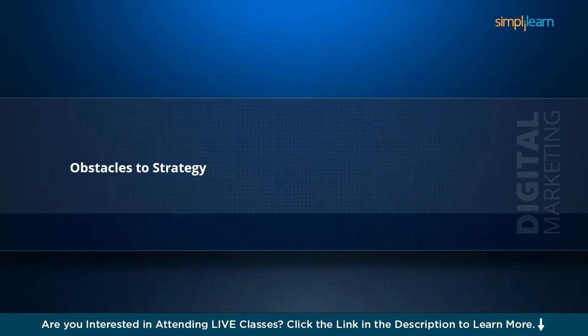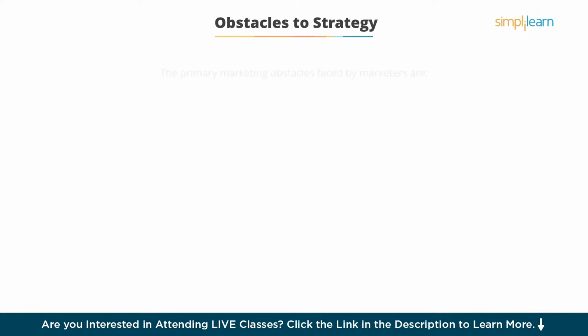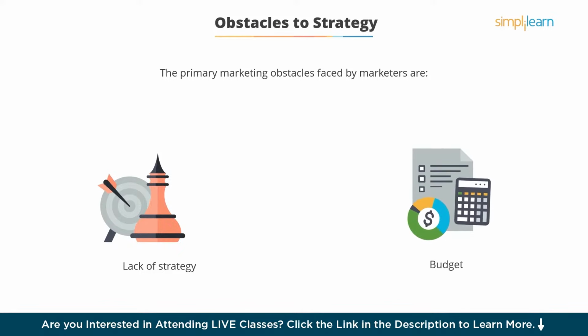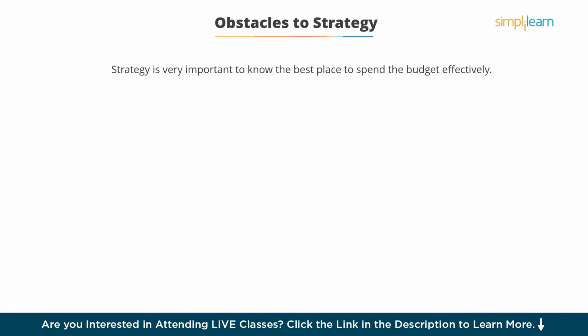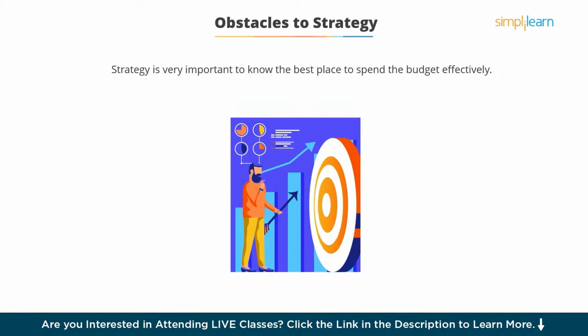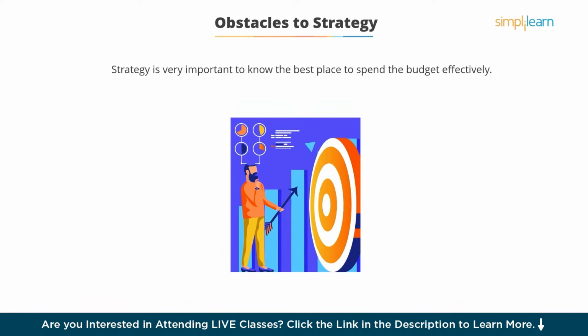Obstacles to strategy. In a recent survey, marketers were asked to identify their primary marketing obstacle. The number one response was a lack of strategy. Surprisingly, budget came in number 2, but I think this points to the honesty and severity of the situation. Without a strategy, I don't know the best place to spend my budget, nor what parts of my budget are effective. I could just try new things until I find what works, but I won't.